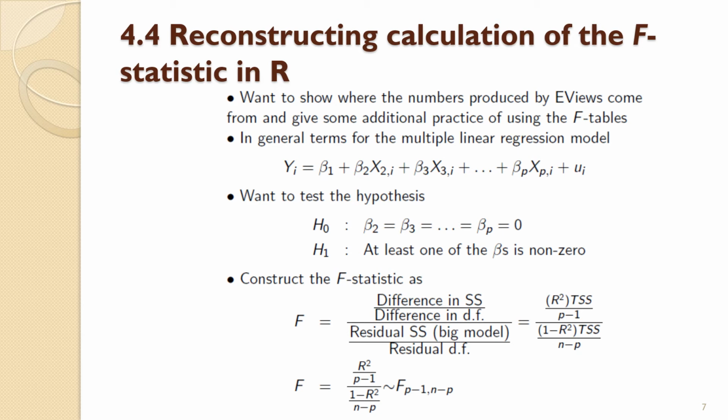The way you construct the f-statistic is as follows. It can be calculated as the difference in the sum of squares, the residual sum of squares for the big model.